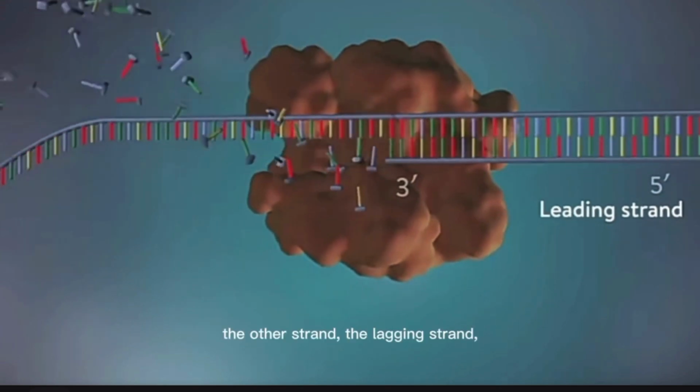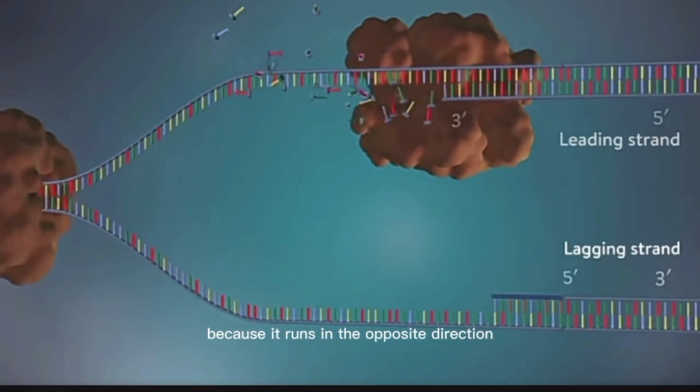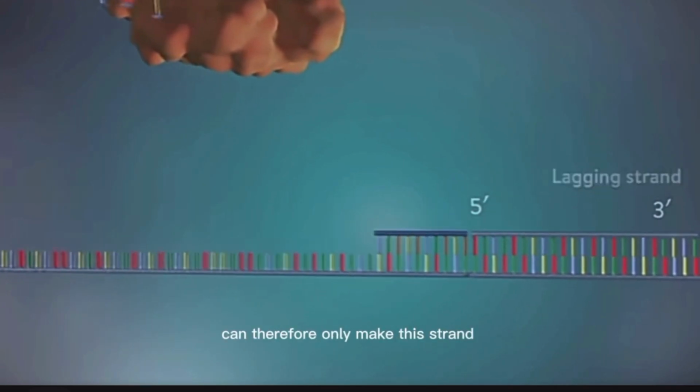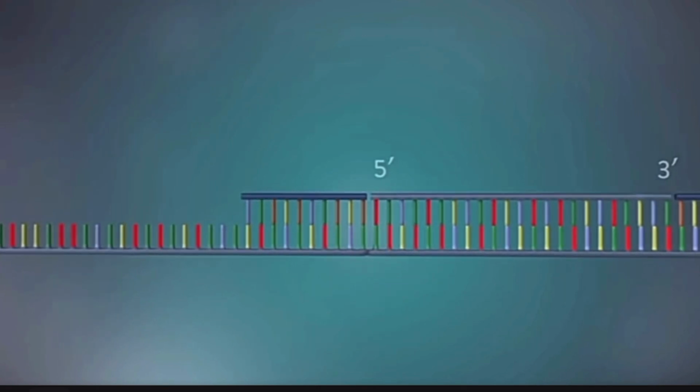The other strand, the lagging strand, cannot be made in this continuous way because it runs in the opposite direction. The DNA polymerase can therefore only make this strand in a series of small chunks called Okazaki fragments.